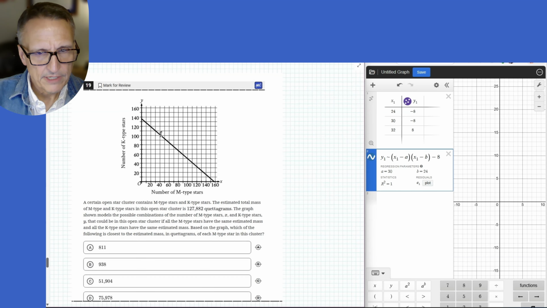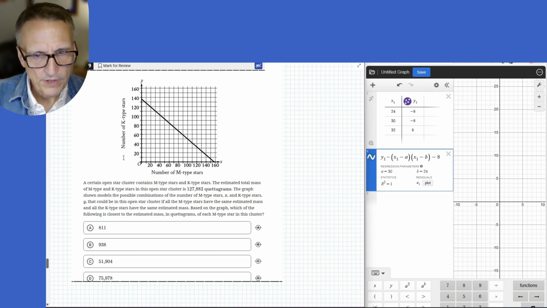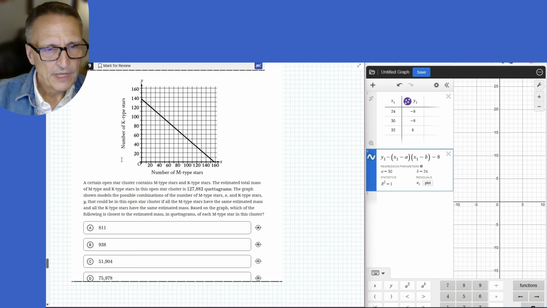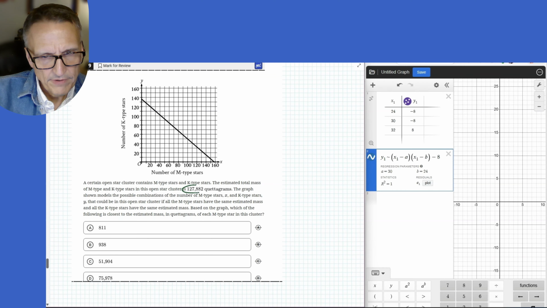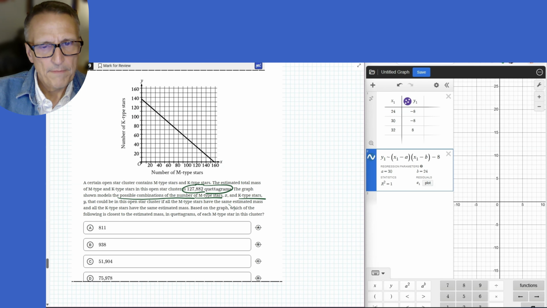Take a look at number 19, because this is also a problem that definitely more than half of my students missed on the test. This says that the estimated total mass of M-type and K-type stars in the open star cluster is 127,882 quetagrams. The graph shown models the possible combinations of the number of M-type stars and K-type stars that could be in this open star cluster if all the M-type stars had the same mass and all the K-type stars had the same estimated mass. Based on the graph, which of the following is closest to the estimated mass of each M-type star?